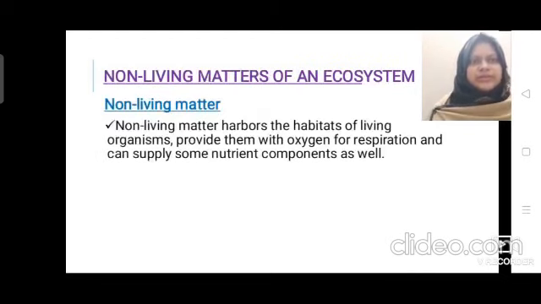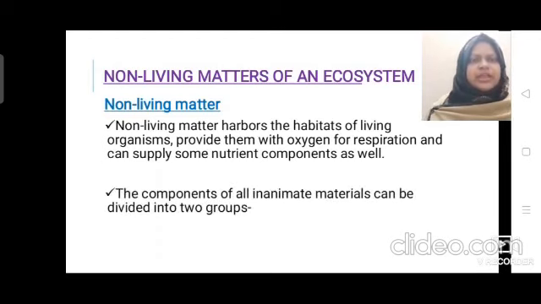Non-living matter. Non-living matter harbors the habitats of living organisms, provides them with oxygen for respiration and can supply some nutrient components as well. The components of all inanimate materials can be divided into two groups: inorganic matter and organic matter.